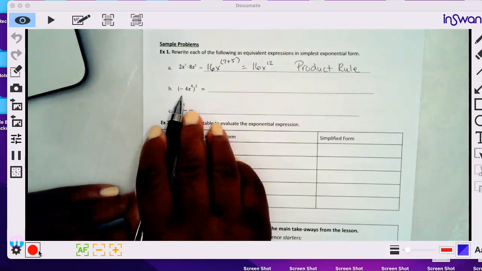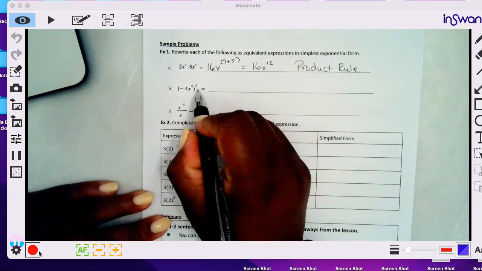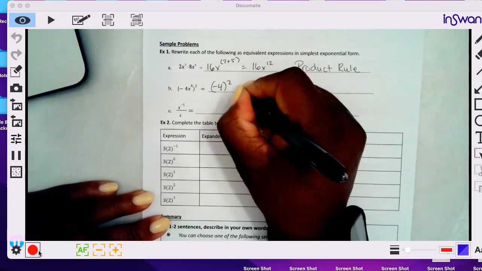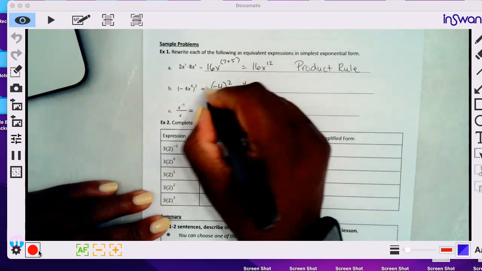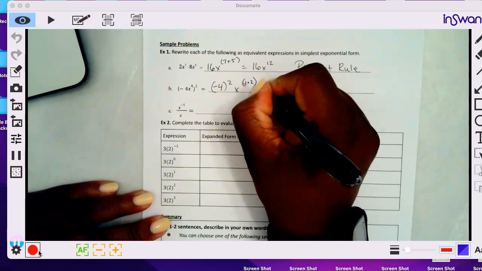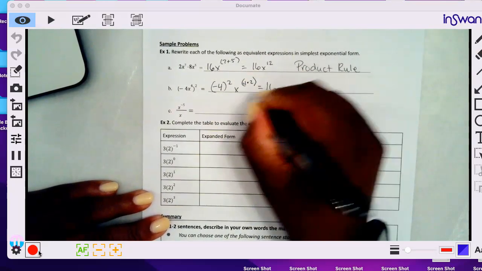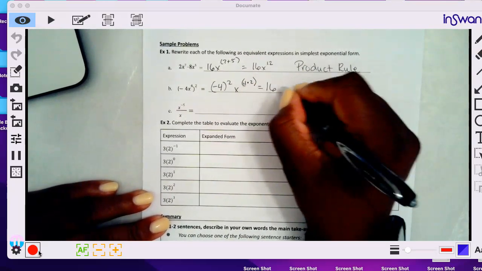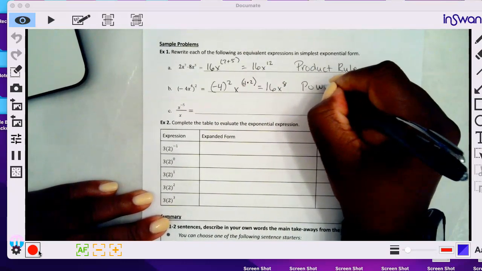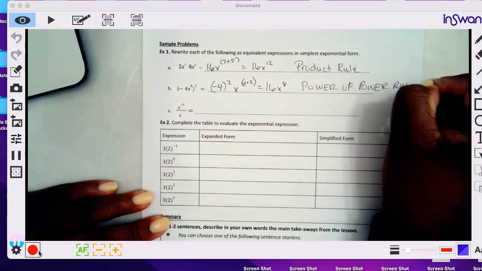Okay? Then you have negative 4x to the 4th power, all that in parentheses squared. So it's going to square each portion of this. So you have negative 4 squared. You have x to the 4, and you're going to square that, which means you're going to multiply by 2. That's going to equal negative 4 squared will give us 16. 4 times 2 will give us 8. x to the 8, that's the power of a power rule. Okay.